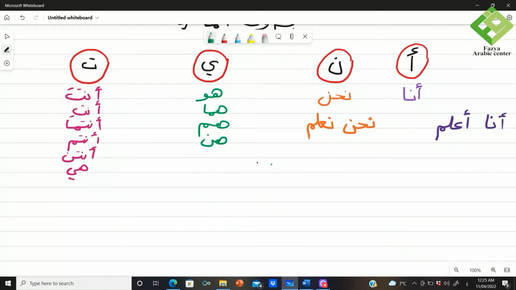So huwa يعلم, هما يعلمان, هم يعلمون, and هن يعلمن.